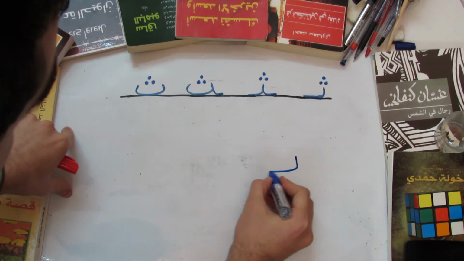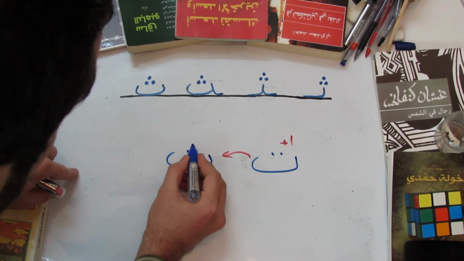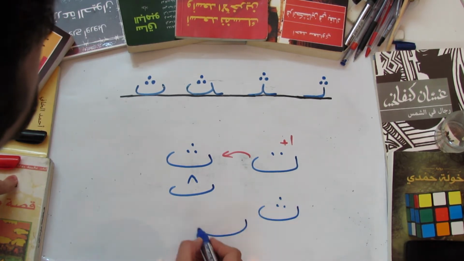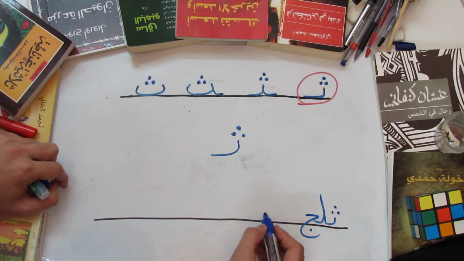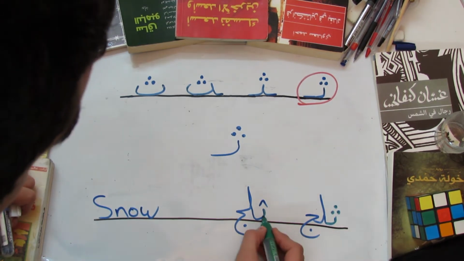For tha, it's the same as ta, but with three dots or a tent over it instead of two. Let's take examples directly. For tha at the beginning of the word, we have thalj, snow.